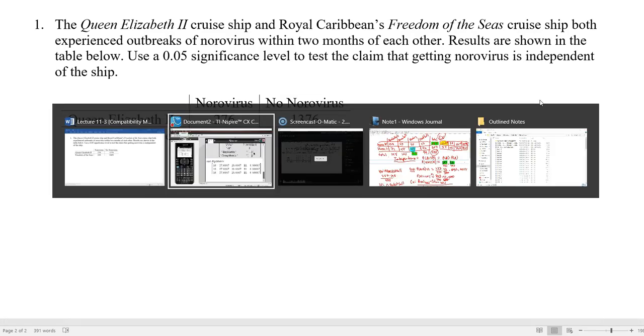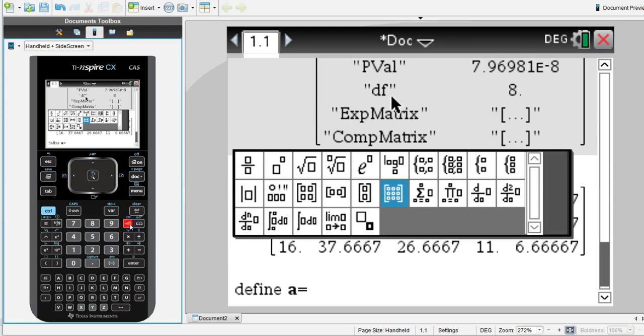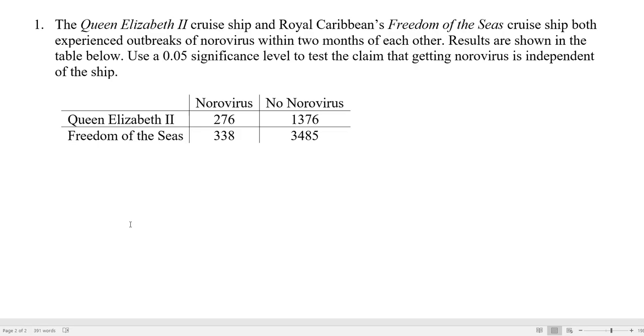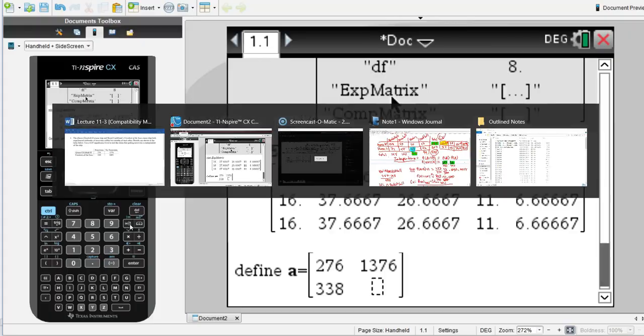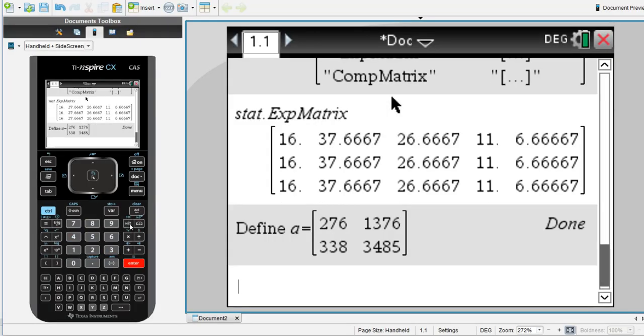So we've got a 2x2. I'm going to define matrix A as a 2x2. So I can choose this and tell it to do 2x2, and 276, 1376, 338, and 3485. Done. Let's run this test.